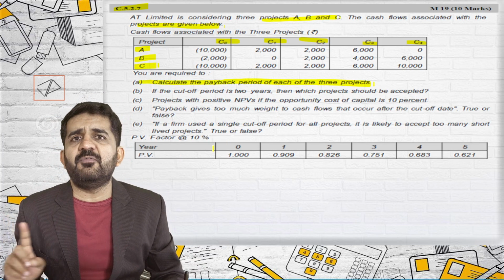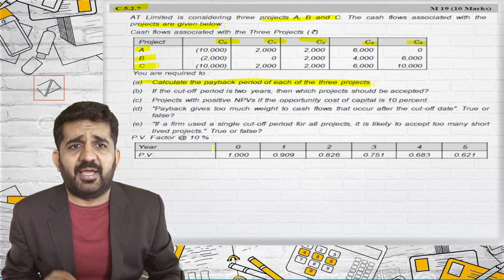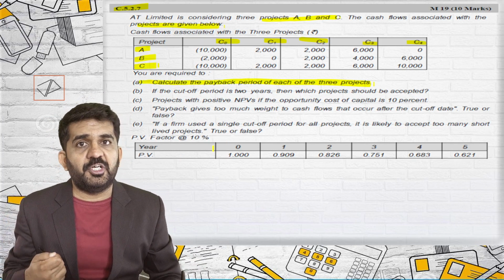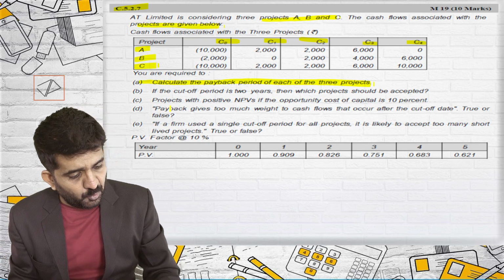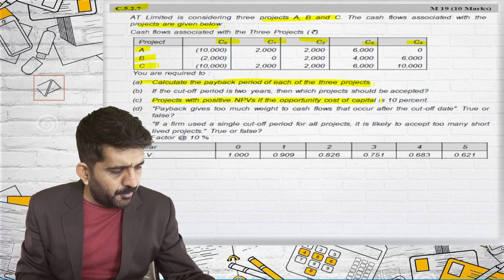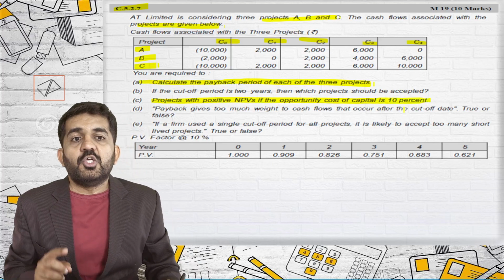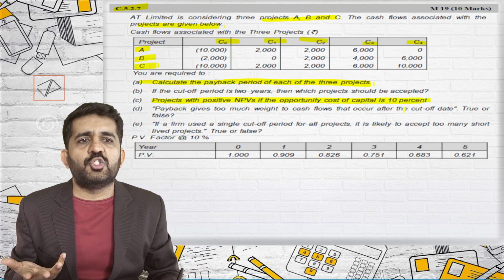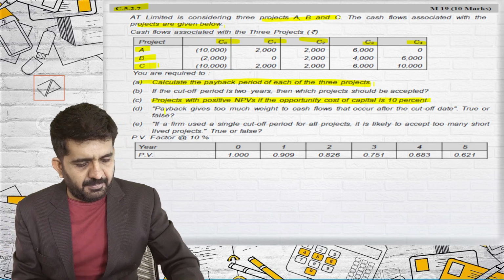I will not be finding out a discounted payback. Sir, why rate of return is not given? It is given, but it is given only for NPV. Projects with positive NPV, if opportunity cost is 10%. So for payback, any rate is not available. I will be finding out simple payback.